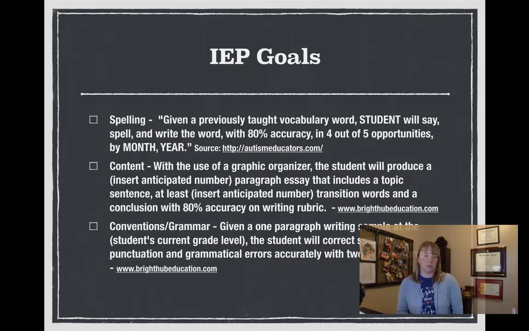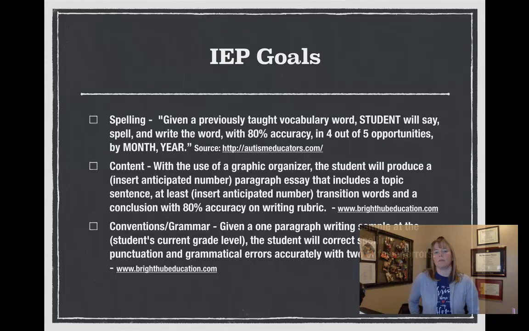So content. This gets back to really teaching students the process. So with the use of a graphic organizer, the student will produce a, let's say, 3-paragraph essay that includes a topic sentence, at least 4 transition words, and a conclusion with 80% accuracy on a writing rubric. Now that one may be more for students in high school. But we could also adjust that. Instead of a 3-paragraph essay, we could say produce a paragraph, right, for our middle school students or upper elementary students.